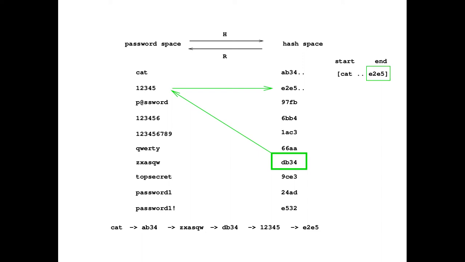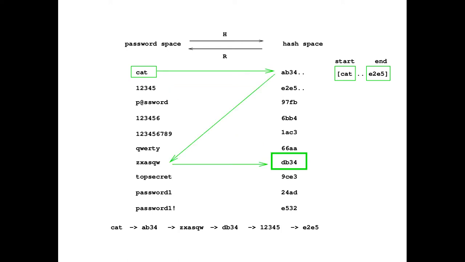And then we notice that we have E2E5 somewhere in our storage. We are storing that value as the end of a chain. So with that, we can go to the beginning of the chain. That tells us cat. So we go to cat, we hash it, we reverse it, we hash it, and voila, we see the password hash that we started with. So whatever we were just at, ZXASQW, that is the password that we wanted.